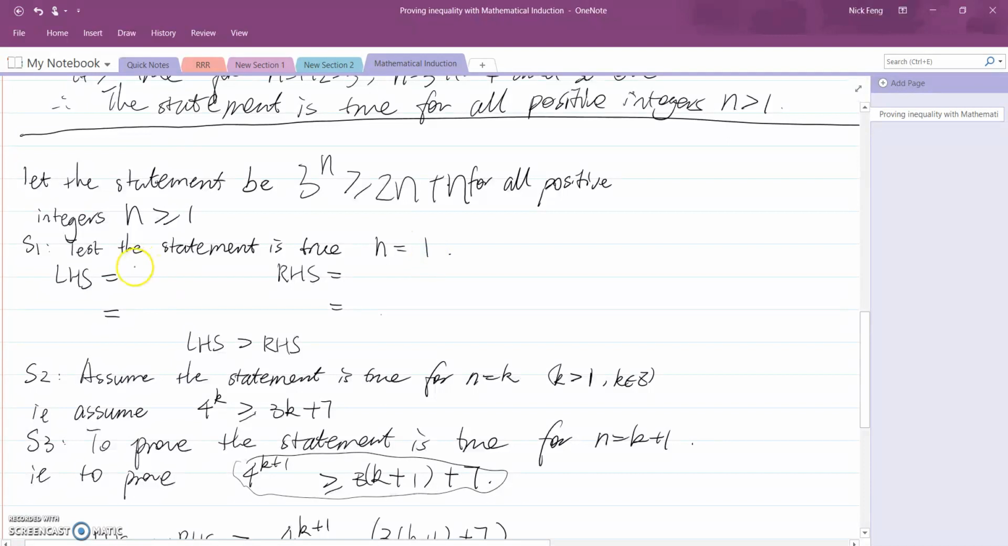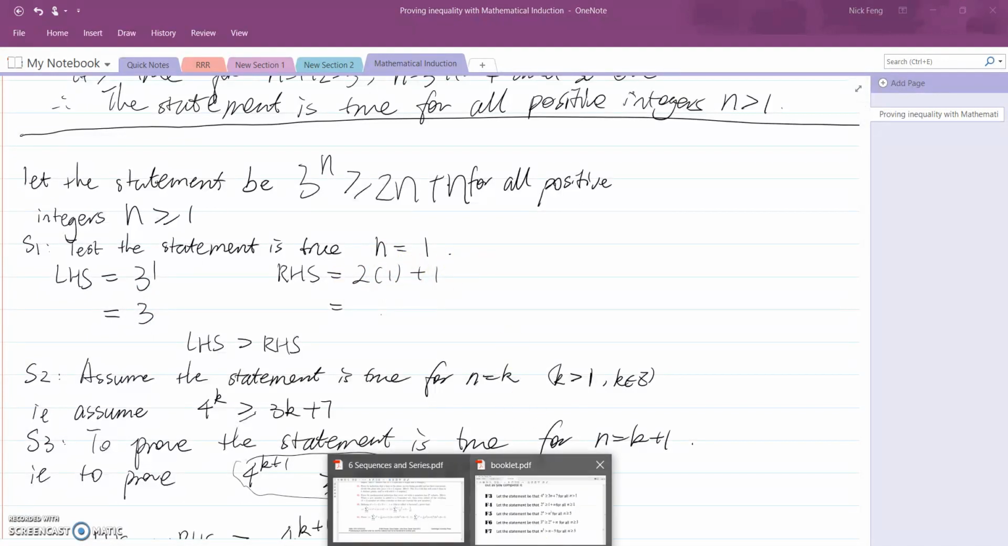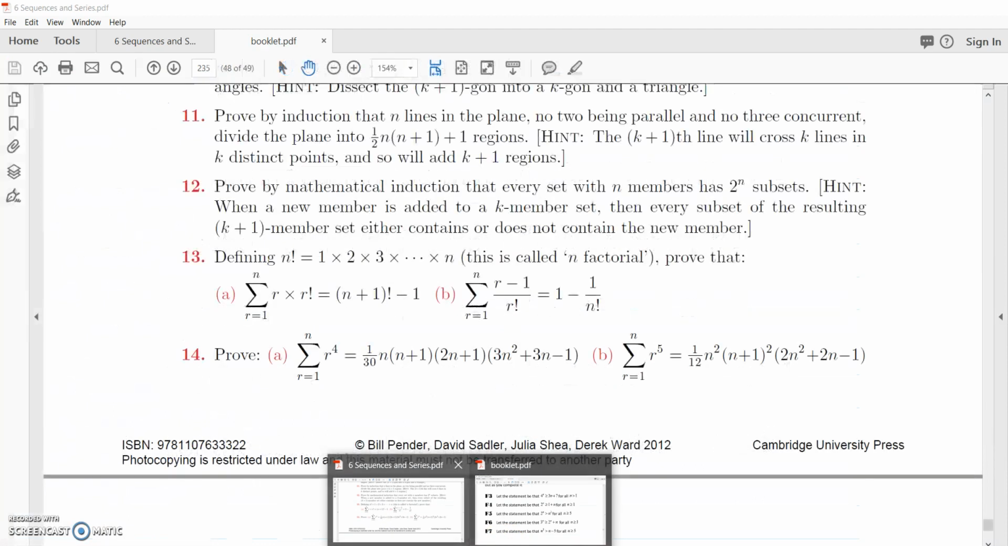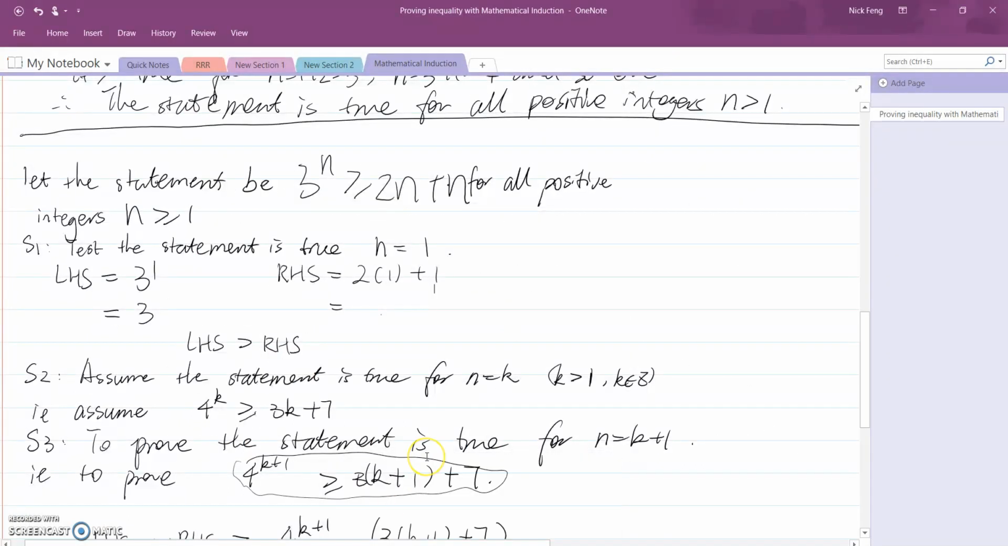So left hand side is 3 to the power of 1, which is 3. Right hand side is 2 times 1 plus 1. Oops, what did I write? Oops, 2 to the power of n. 2 to the power of 1 plus 1, which is 3. So in this case, left hand side equals right hand side. That means the result is still true.